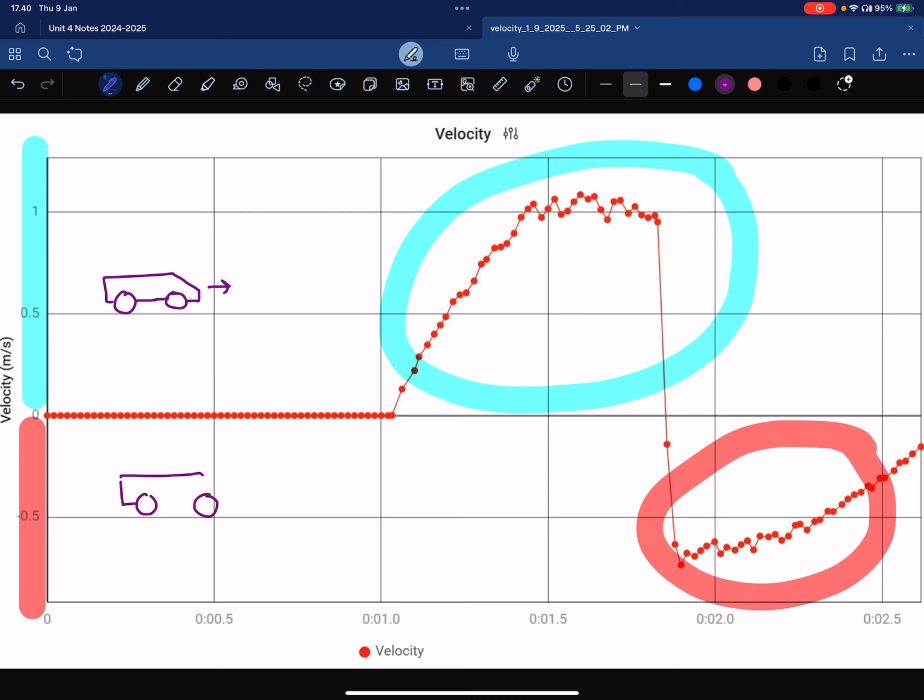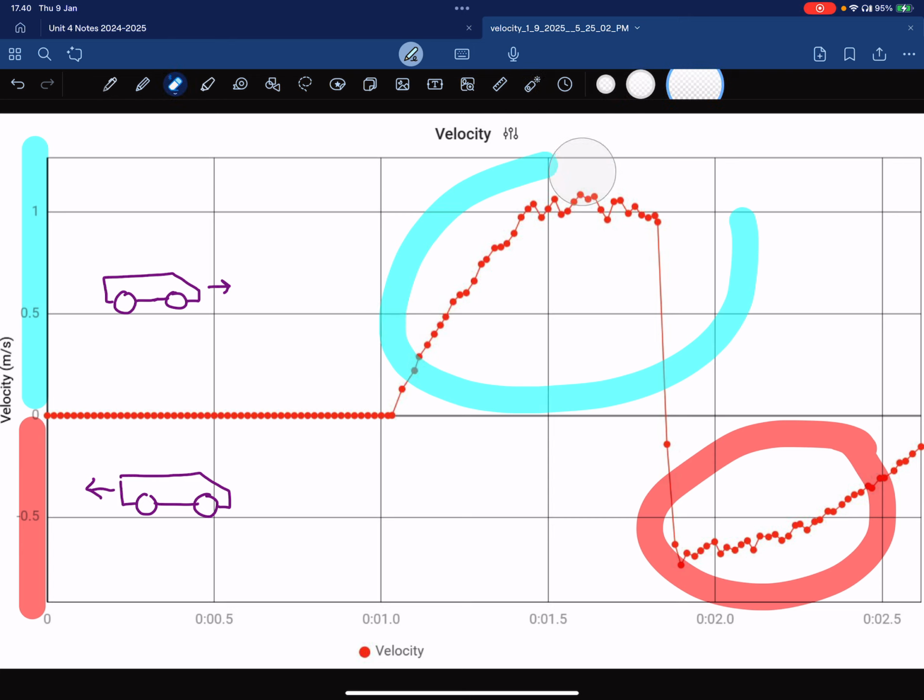was moving backwards. Because remember, velocity is both speed and direction. So this is the data from one car when it crashed into another. Okay, so this little car rolled down, it hit the other car, and then it rolled back up. Yeah, and so that's where this data comes from.